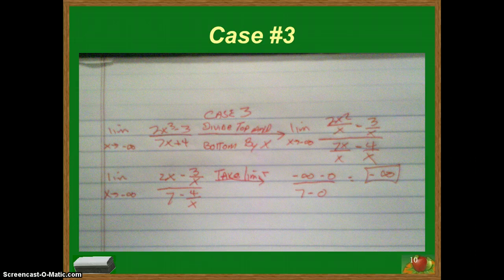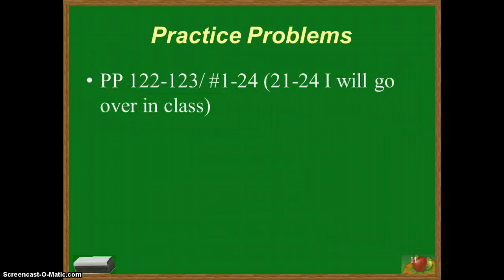The limit of 3 over x would be 0. The limit of 7, a constant, would be just 7. And the limit of 4 over x would be 0. So the answer, you can see, is negative infinity. Okay, so this limit really is what we would say decreases without bound, or approaches negative infinity. Those are the 3 cases for taking limits of rational functions.